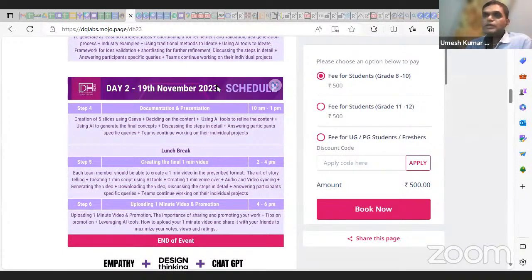Now, they need not be interested in design itself. They should be interested in solving problems, whether it is related with computer science, medical, politics, sports, etc. If they are a creative person, that is enough.